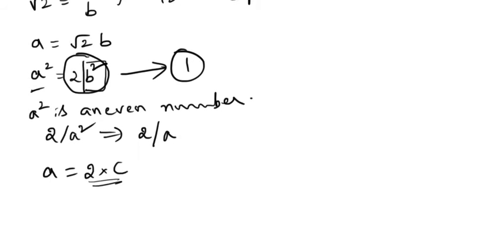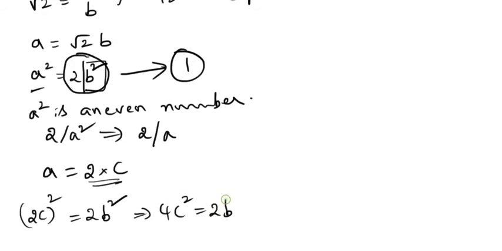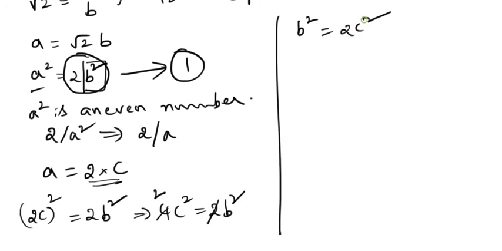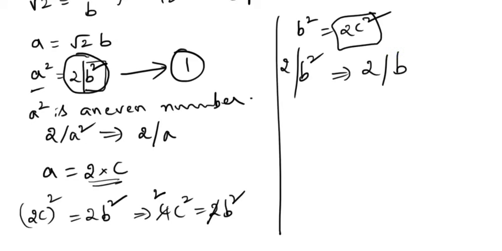So what will you get? 2C whole square is equal to 2B square. That means 4C square equal to 2B square. If you cancel them, this is the left cancellation law, so you can write B square is equal to 2C square. Here also you can apply the same thing. 2C square is an even number, so B square is also an even number. That means 2 divides B square, which implies 2 divides B.